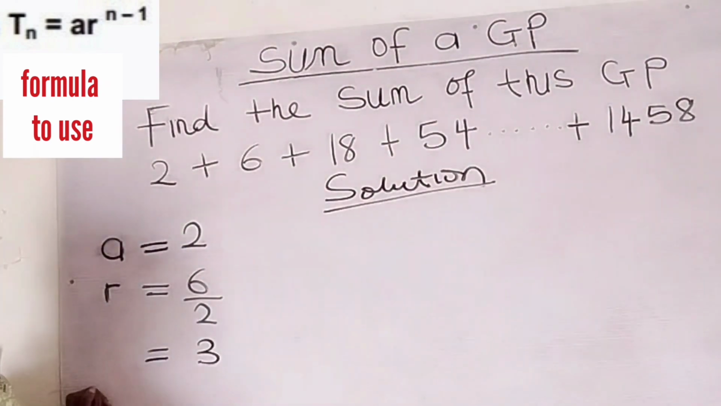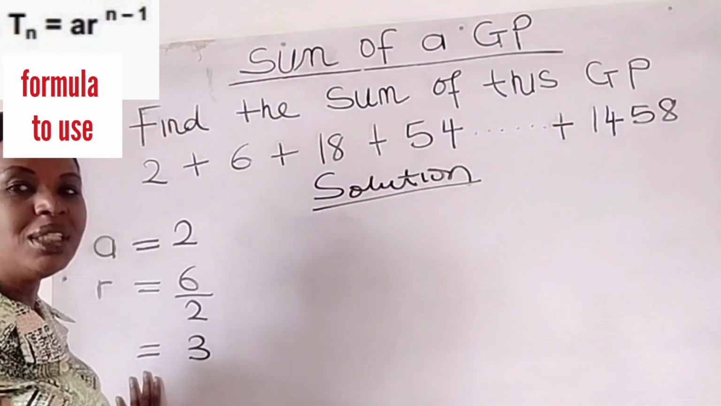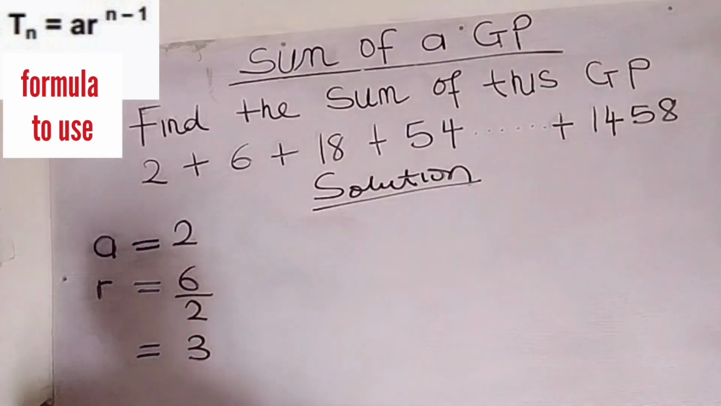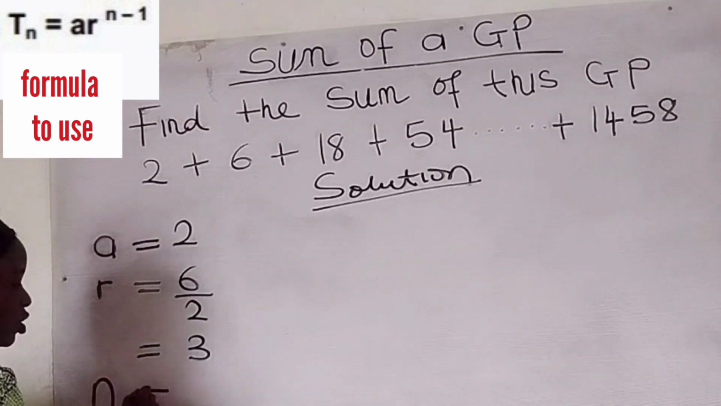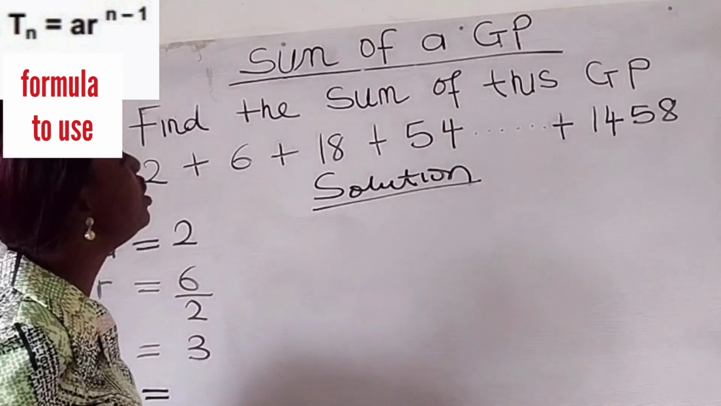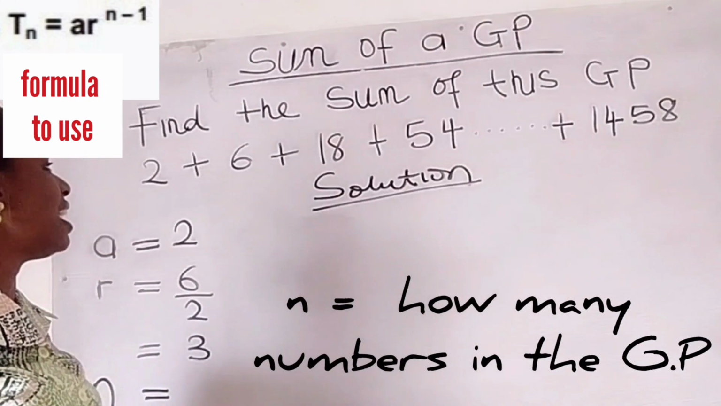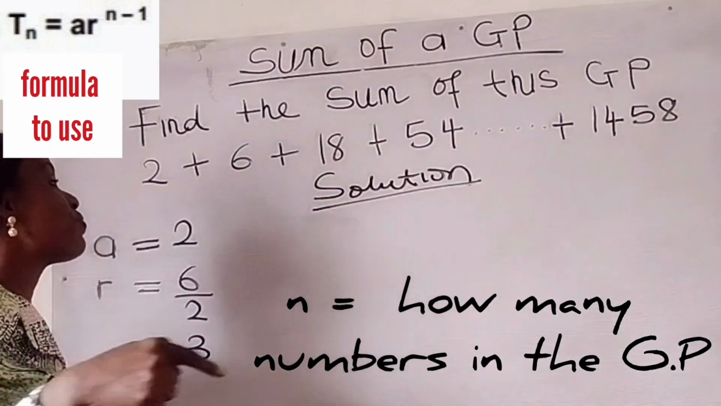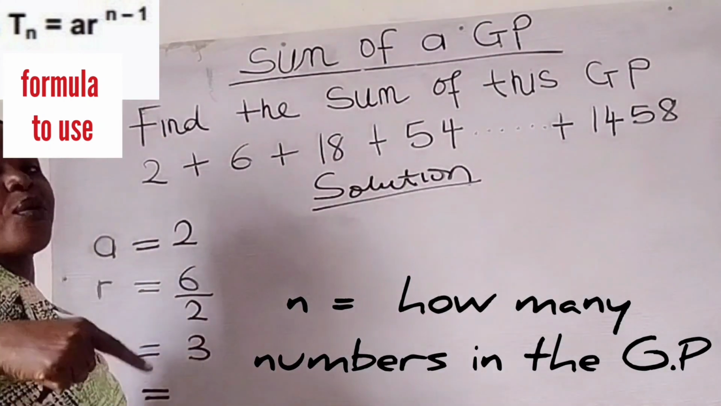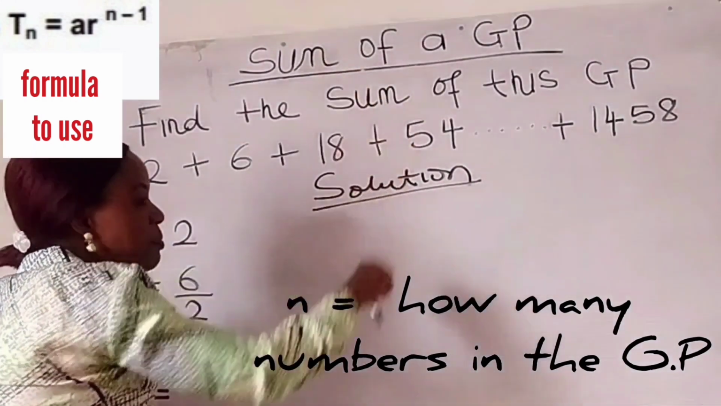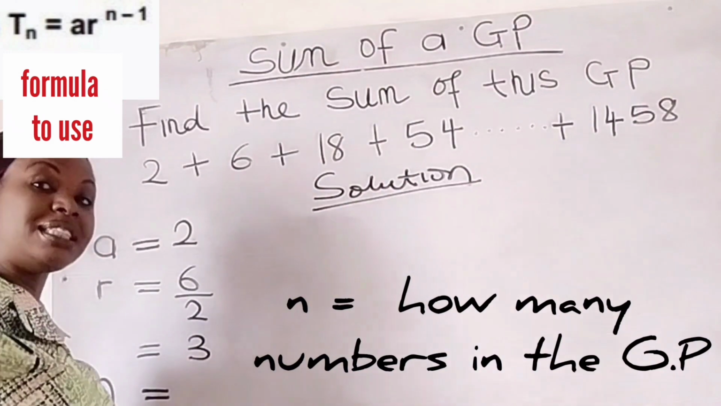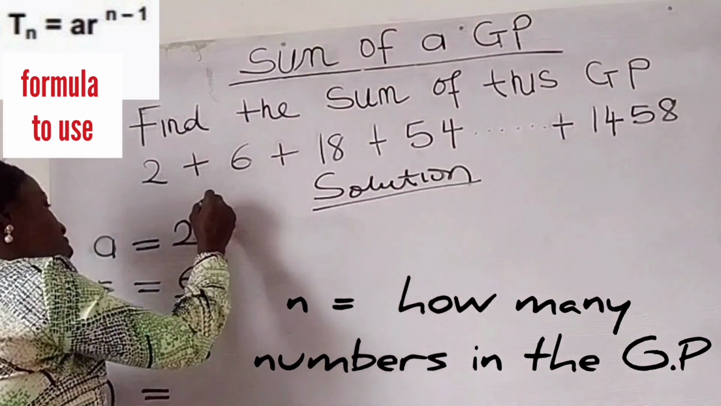What else do we need? We need our n. So we write n is equal to. Are we given our n? No, we are not given any n. That means we first of all solve and obtain our n before we can solve for the sum of this GP.